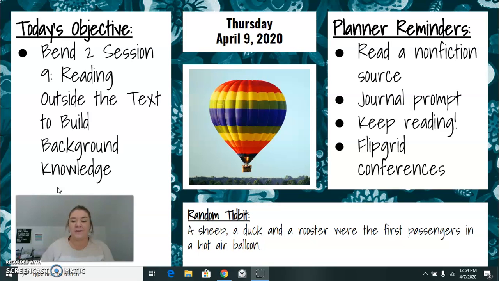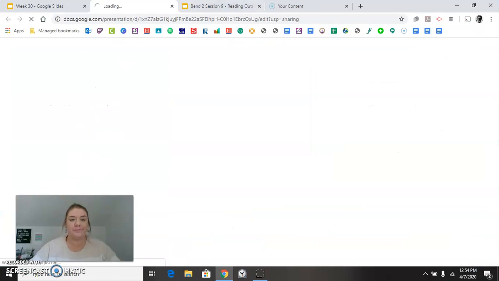Random tidbit, a sheep, a duck, and a rooster were the first passengers in a hot air balloon.